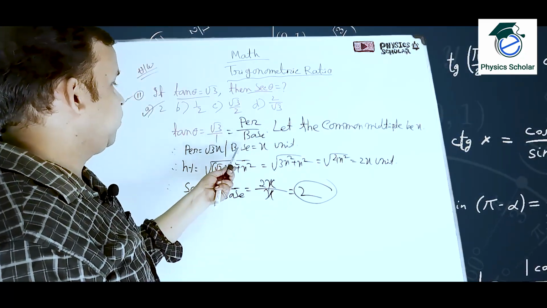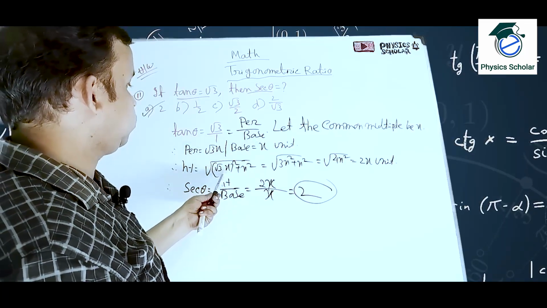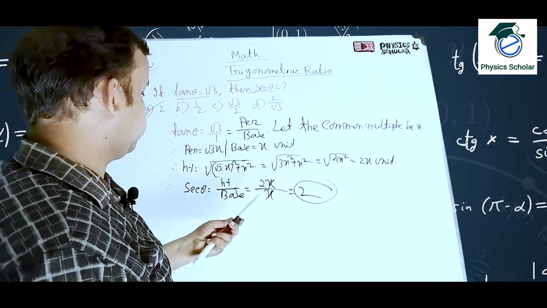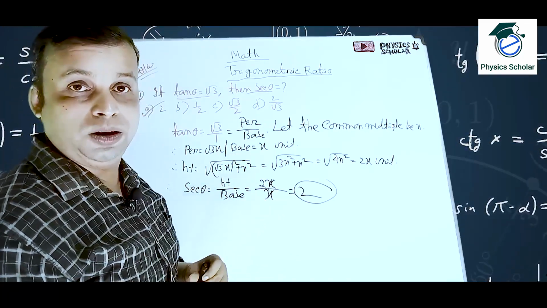Root 3 into x, and base will be 1 into x, means x. So hypotenuse is equal to root of 3x square plus x square. So it will be 2x. So sec theta is equal to hypotenuse by base, that means 2. That will be your answer.